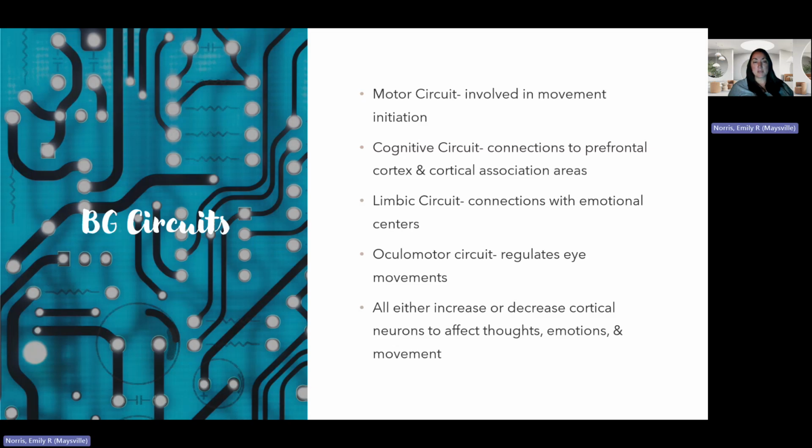Some of the circuits in the basal ganglia: there's the motor circuit, which is involved in movement initiation. I'll go into that more in a minute. The cognitive circuit connects the prefrontal cortex and the cortical association areas. The limbic circuit connects with our emotional centers. The oculomotor circuit regulates eye movements. All of these either increase the cortical neurons or decrease those neurons, so they do affect thoughts, emotions, and movements.